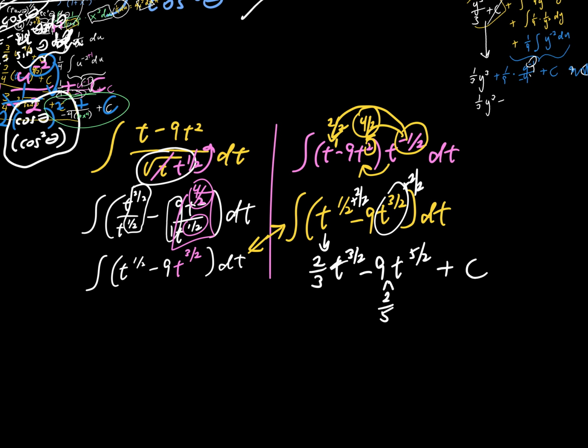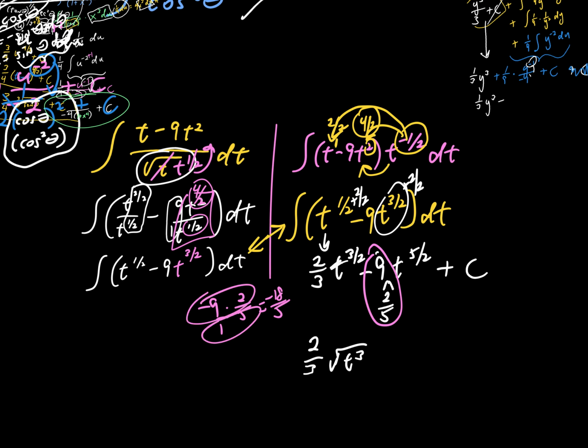Let me just see here. So this is, let's write it in radical form. Why not? That would be 2/3 times the square root of t cubed, right? I have to multiply these two first. Okay, so -9 times 2/5 is going to be -18 over 5, right? You multiply the numerators and denominators. So that means I have a -18 over 5, and that is the square root of t to the 5th plus c.